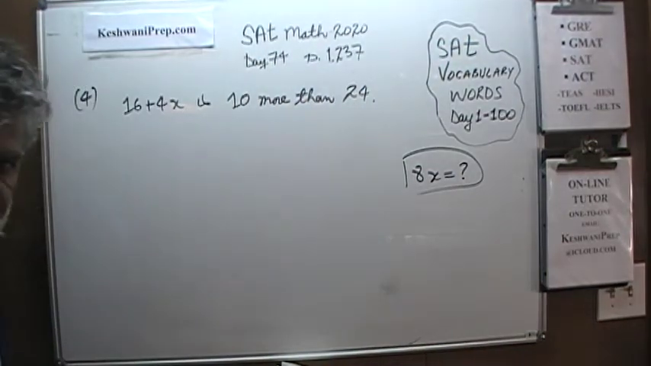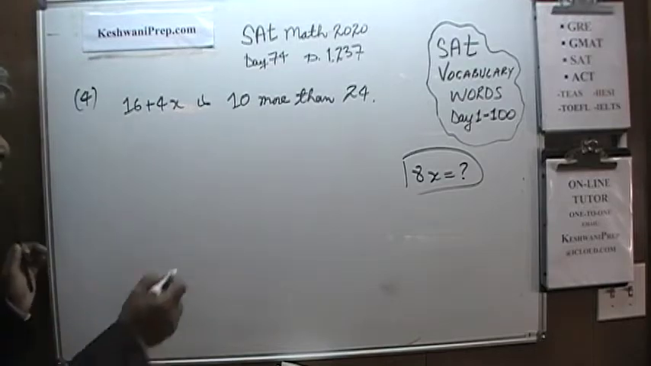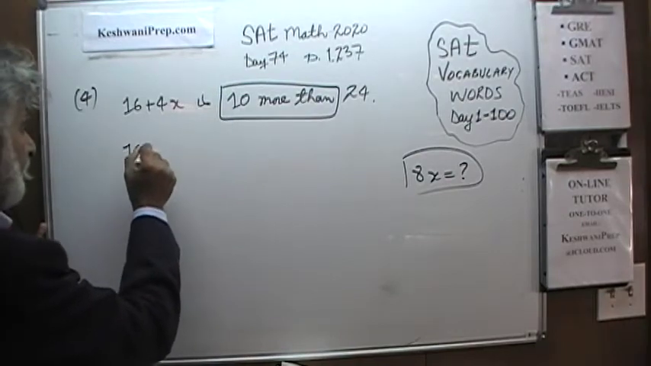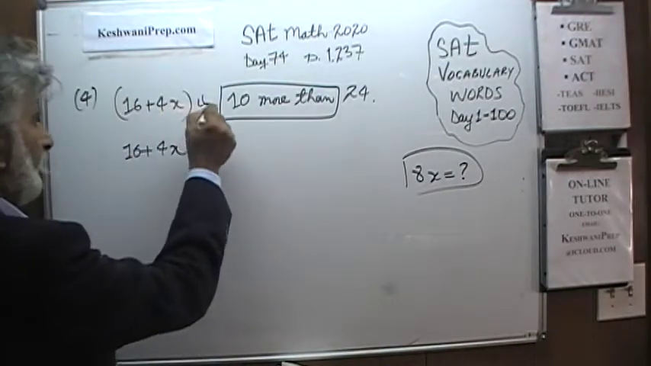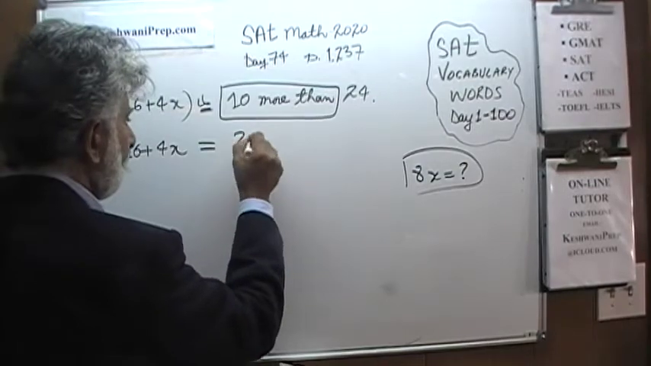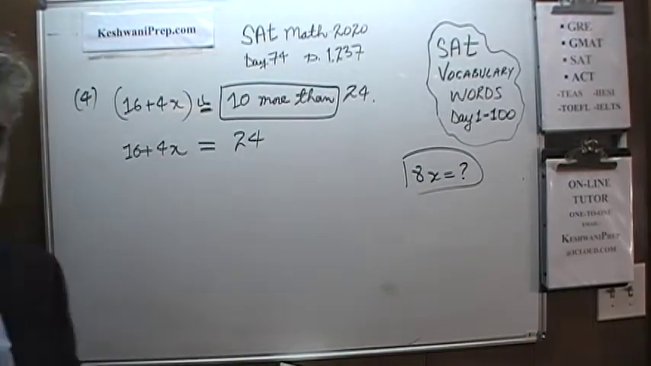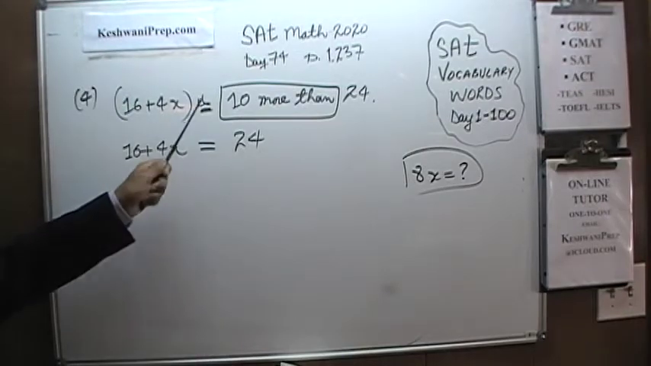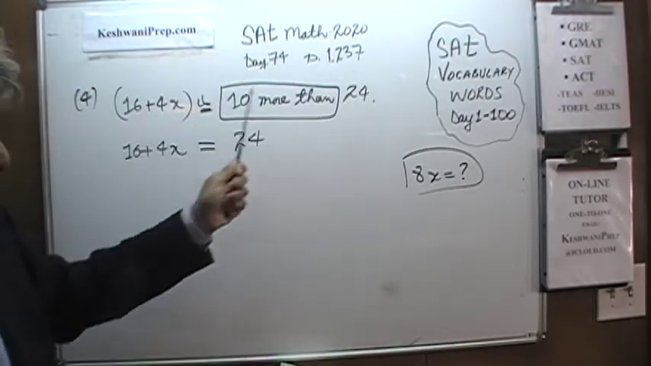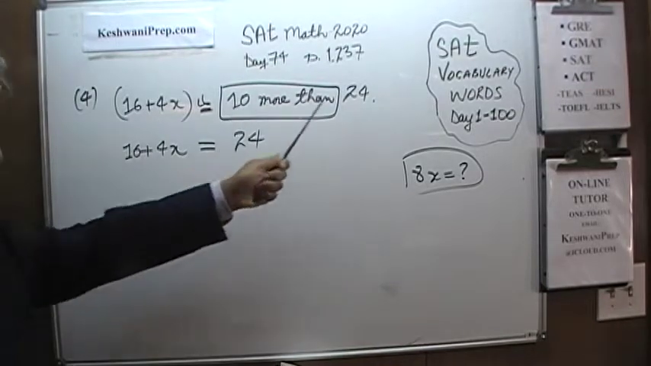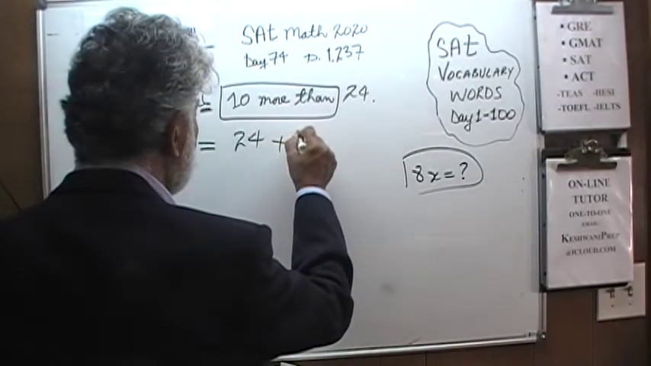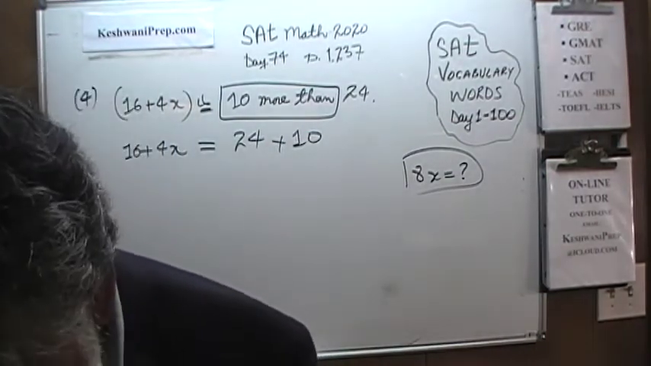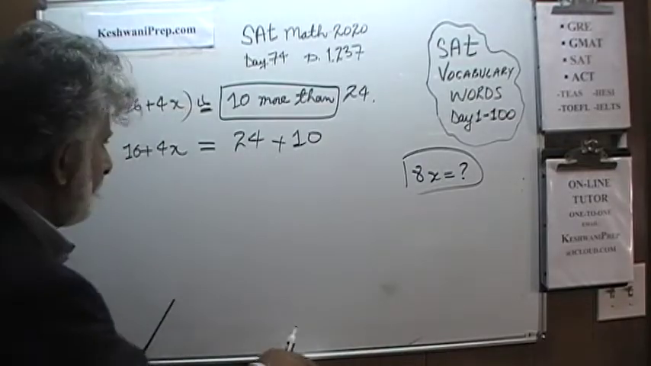The simplest thing in a situation like this is to simply ignore this part for the time being. If you ignore that, what we find is that 16 plus 4x, we are told, is, which means equal, 24. But 16 plus 4x does not equal 24. We are told that this quantity on the left hand side is actually 10 more than that. If it is 10 more than 24, we need to add 10 to it. I think I might have made a mistake here, I might have miswritten it. It's not 24, it's 14.